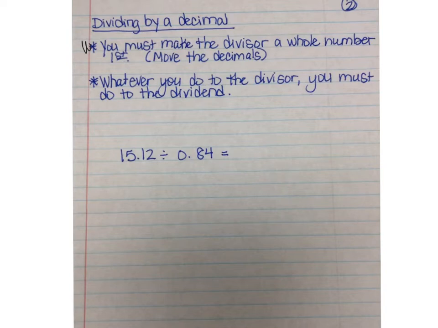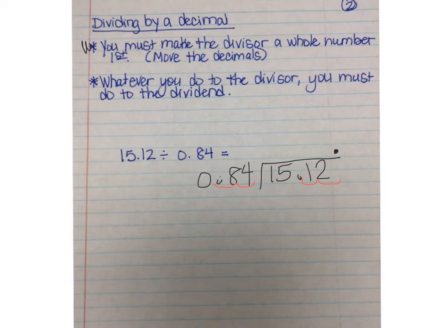So let's do this one for example. So let me write out my problem. I have 15.12 divided by 0.84. Okay, so I need to move this decimal over 2 in order to make it a whole number. So I have to move this decimal over 2 as well, and then I'm going to put my decimal point up in the quotient. Please do that first when you're dividing, okay? And then you can just divide, then it's just a normal division problem, okay?